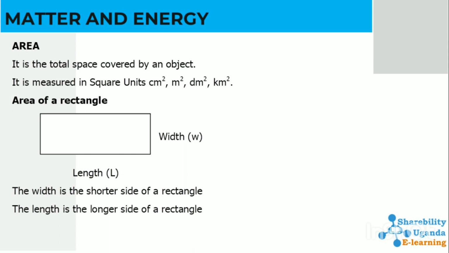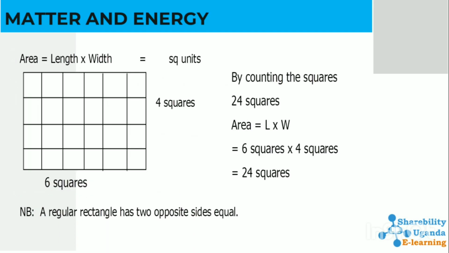Remember, a rectangle has two opposite sides. The longest side is called the length, and the shortest side is called the width. A rectangle normally has 4 sides. We can find the area of a rectangle or a square by multiplying the length times the width. In the example below, you can see how we can find the area of a rectangle by counting the squares.